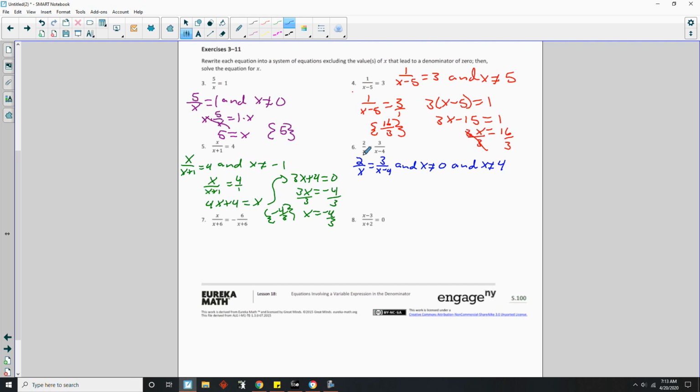I'm going to speed this up a little, I'm just going to cross multiply. 3 times x is 3x equals 2 times x minus 4. Distributing, 2 times x is 2x, minus 2 times 4 is 8. Subtract 2x from both sides, and I get x equals negative 8.